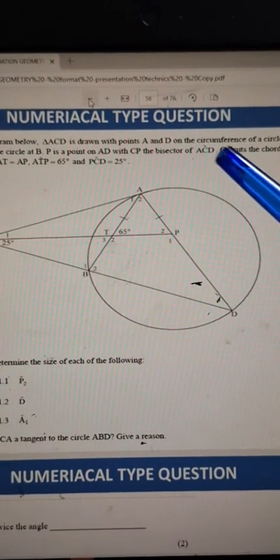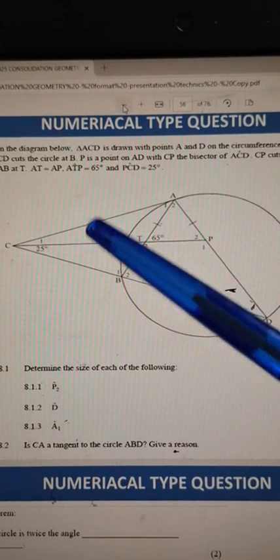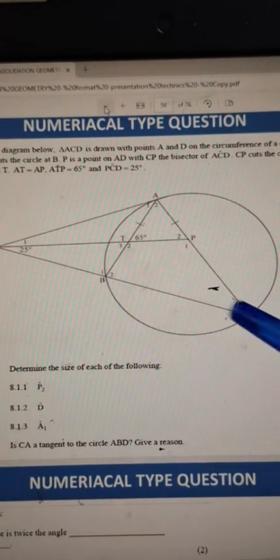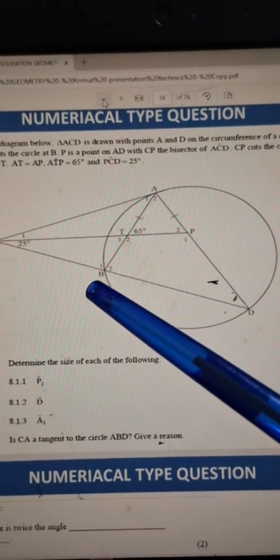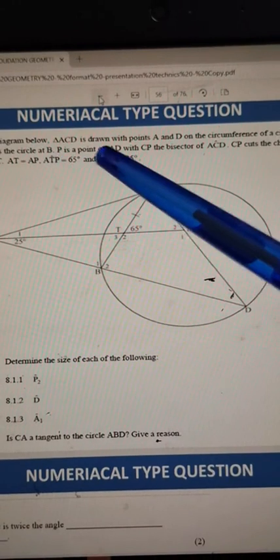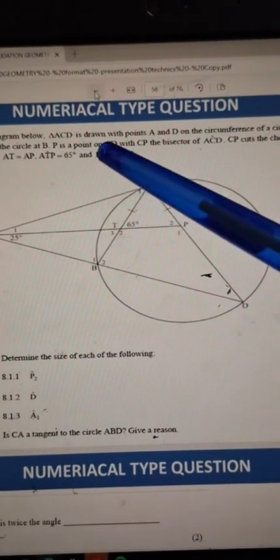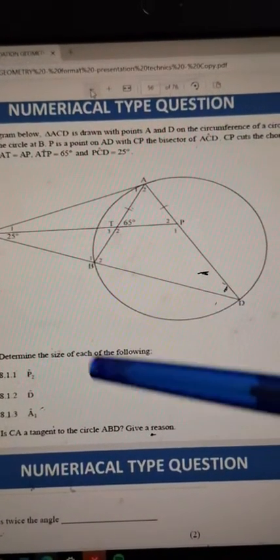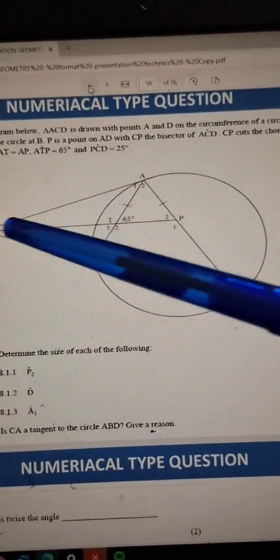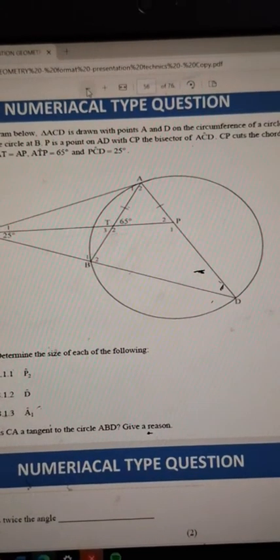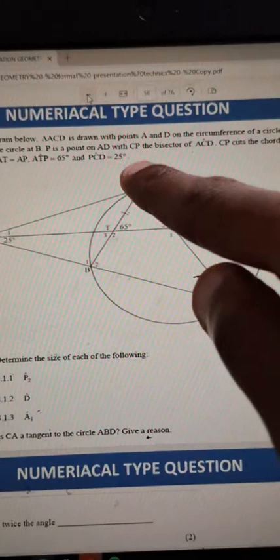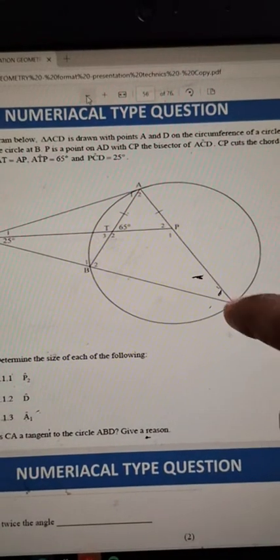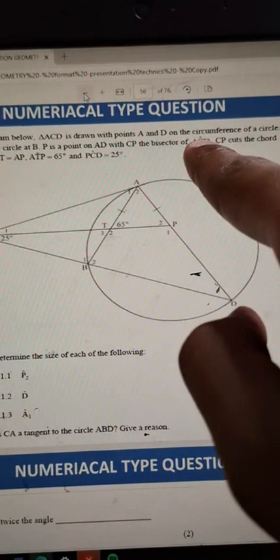And then it says CD cuts the circle at B. So CD, here it is, where's CD? CD cuts the circle at B. So this is where it cuts the circle at B. P, which is this point here, is on AD. That's P. With CP, here's CP, guys. CP, the bisector of what? Of angle ACD. So CP is the bisector of angle ACD, meaning this entire angle.